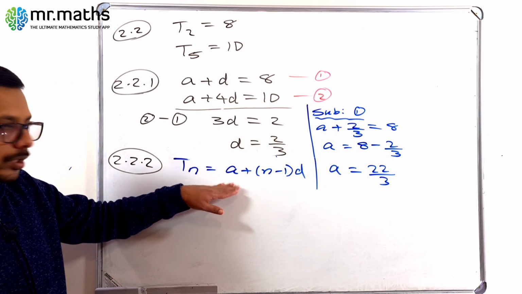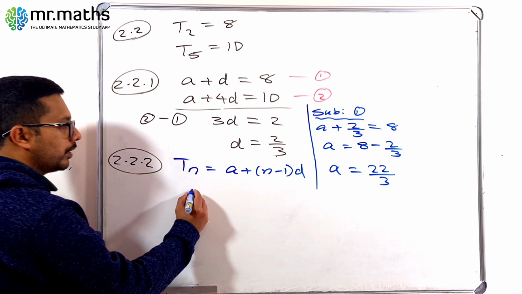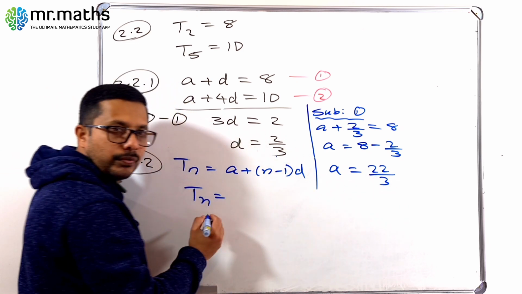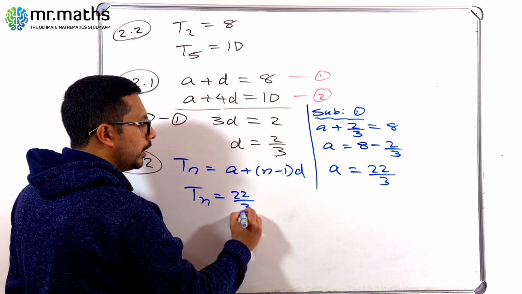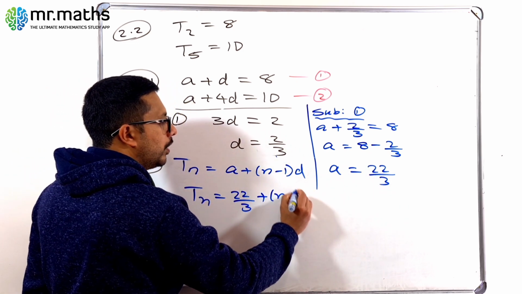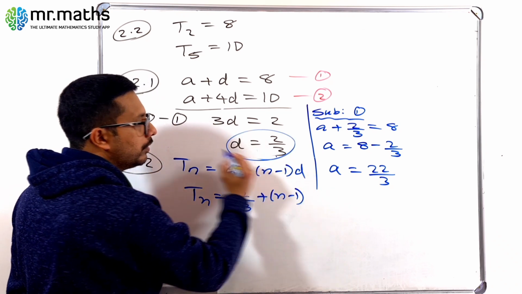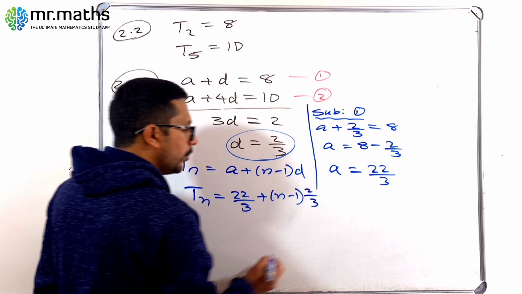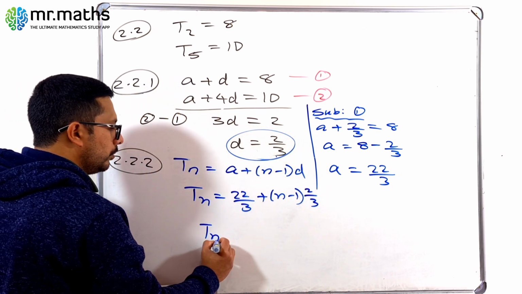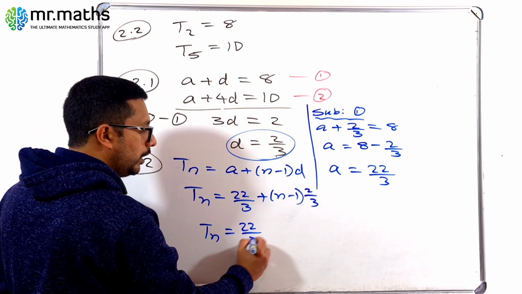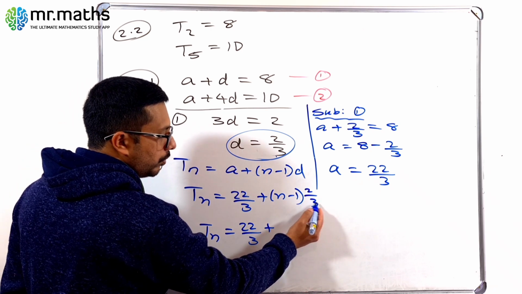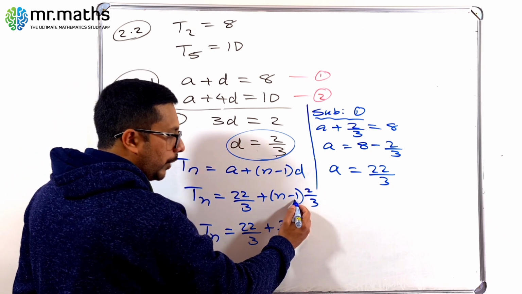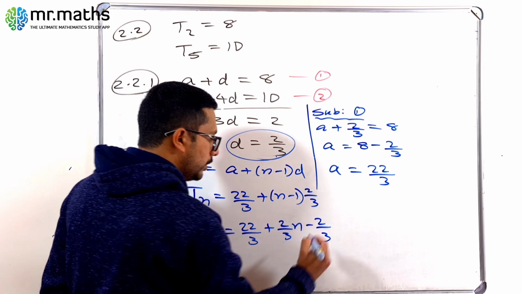So now we can substitute here. 2.2.2. Tn is equal to a plus n minus 1 into d, where a is 22 over 3, so 22 over 3 plus n minus 1 into d. What is d? In the previous question we already found that, 2 over 3. To simplify this, Tn is equal to 22 over 3 plus, expanding the bracket, 2 over 3 into n is 2 over 3 n. 2 over 3 into minus 1 is minus 2 over 3.